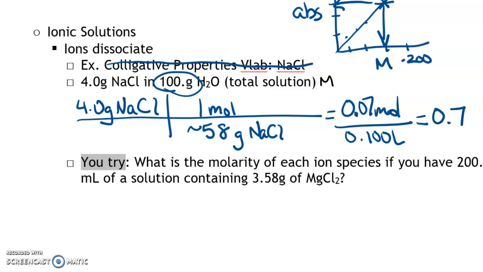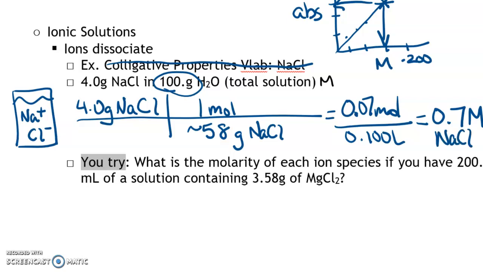Therefore, my molarity would be roughly 0.7 molar. Okay? So that concentration is going to be the concentration for sodium ions in solution and chloride ions in solution because they are in a 1-to-1 proportion. Since this is how that dissociates, the overall solution concentration is going to correlate to 1 unit of each ion that makes up that solution.